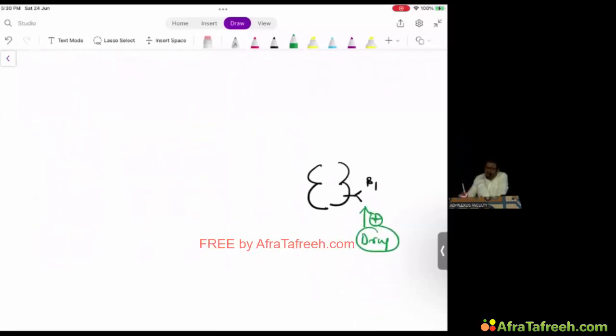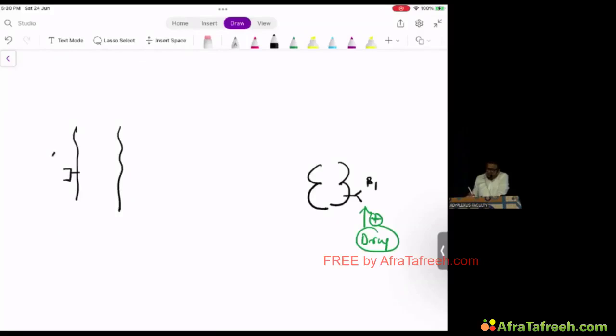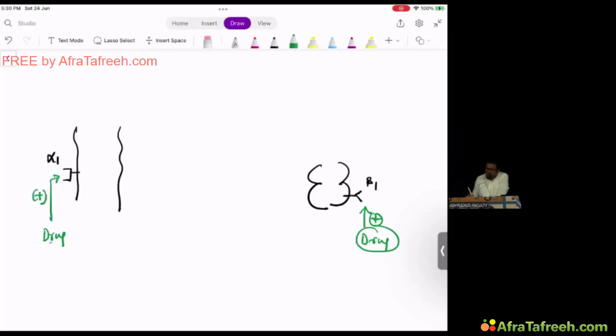In order to understand the reflex action, focus on the blood vessel. This is a blood vessel having, suppose, an alpha 1 receptor. Now the drug is acting on alpha 1. So is alpha 1 present in the heart? So the drug has no direct action on the heart. The drug is acting on the blood vessel causing vasoconstriction, an alpha 1 agonist.